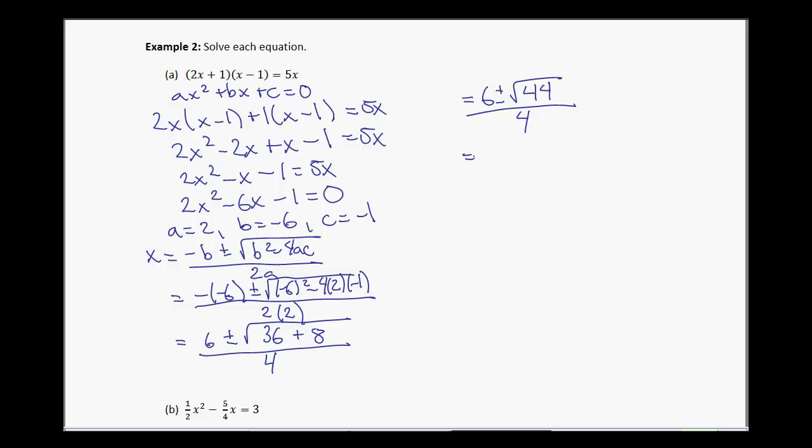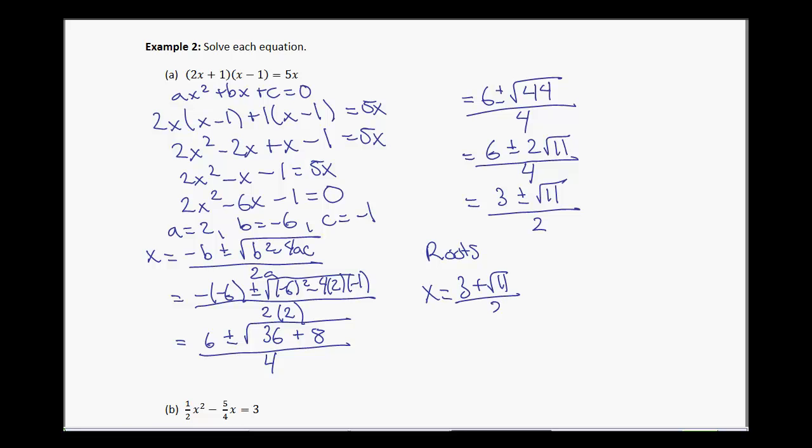Using our multiplication property of radicals, we can simplify this to 6 plus or minus 2 root 11, all divided by 4. And now we can factor out a 2 here, leaving us with 3 plus or minus square root 11 divided by 2 as our simplest solution. Hence, the roots here are x equals 3 plus root 11 divided by 2 and x equals 3 minus root 11 divided by 2.